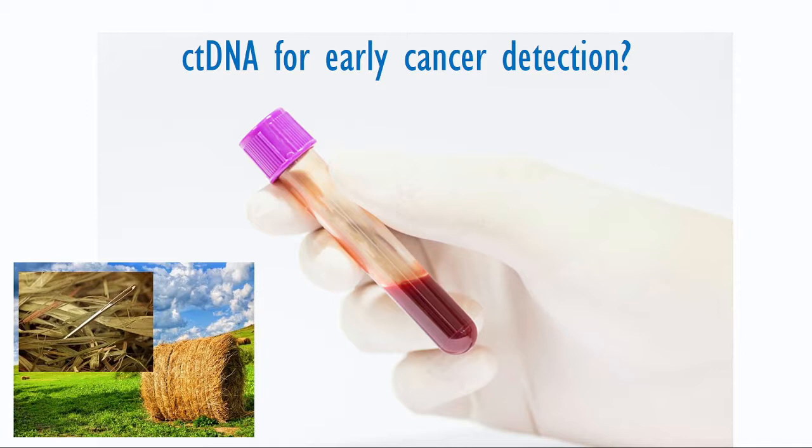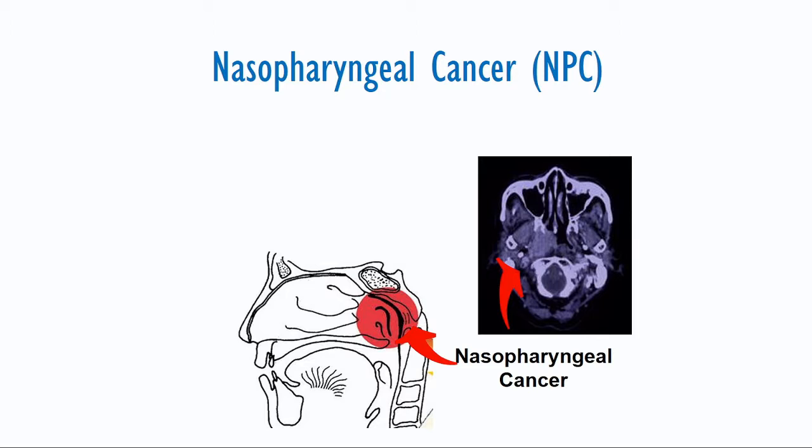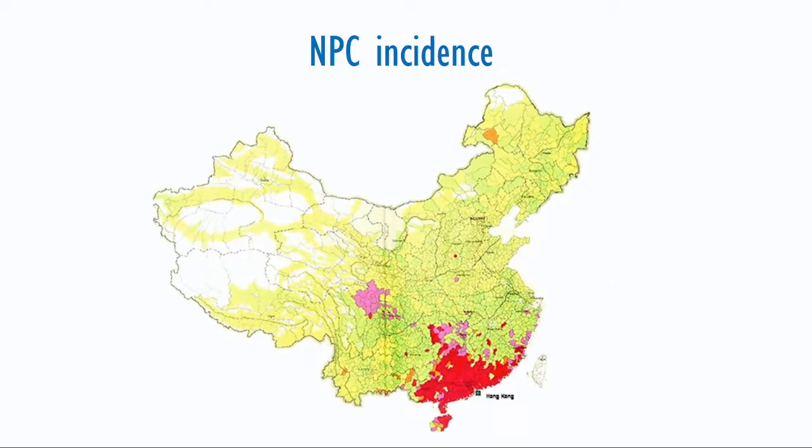So we decided to set up to do this, and we pinpointed one cancer to start with, and this is nasopharyngeal cancer. There are a few reasons why we picked this cancer. One reason is, as shown on this map of China, the region shown in red is the locality that has a very high incidence of nasopharyngeal cancer, in short, NPC. You can see the black wording down there, that's Hong Kong, where I'm from. So Hong Kong is within a region where there is a high incidence of NPC.